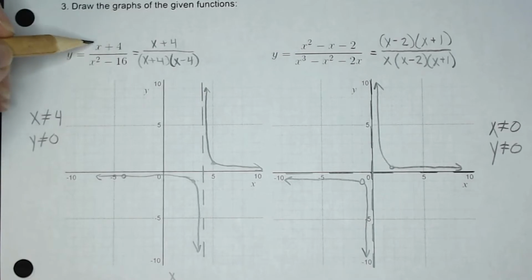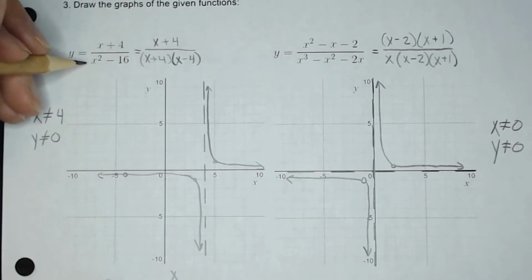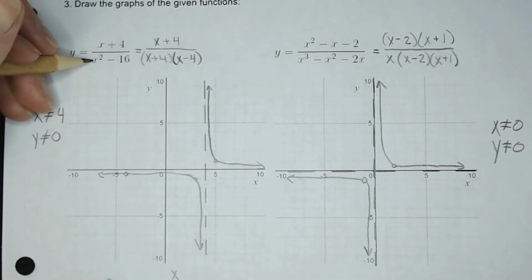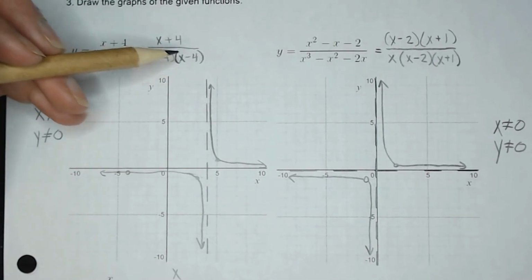So on the top, we have x plus 4. On the bottom, we have x squared minus 16. So this kind of tells you that there's going to be one vertical asymptote for sure. And then we need to see if we'll have a non-permissible value. So you're going to factor out the bottom of the fraction, x plus 4, x minus 4.